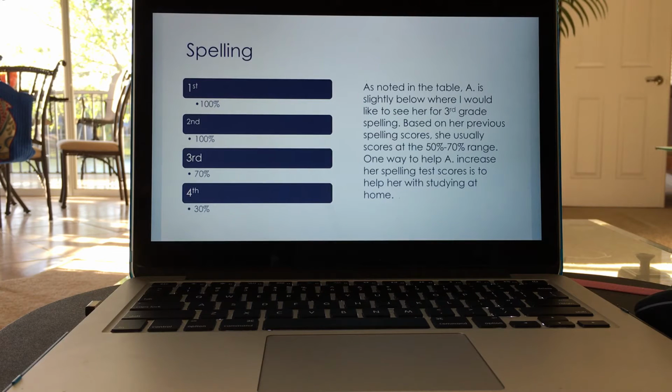As noted in the table, A is slightly below where I would like to see her for third grade spelling. Based on her previous spelling scores, she usually scores at the 50% through 70% range. One way to help A increase her spelling test scores is to help her with studying at home.